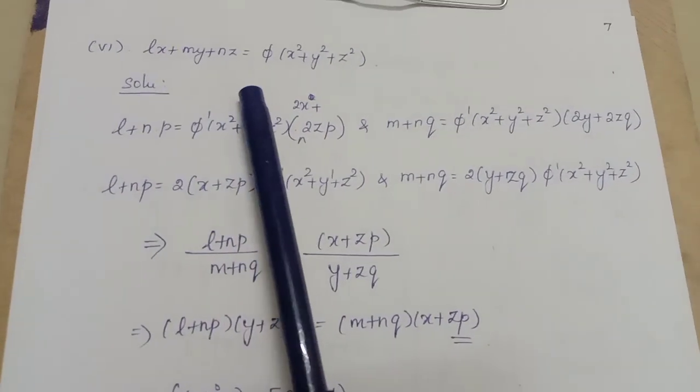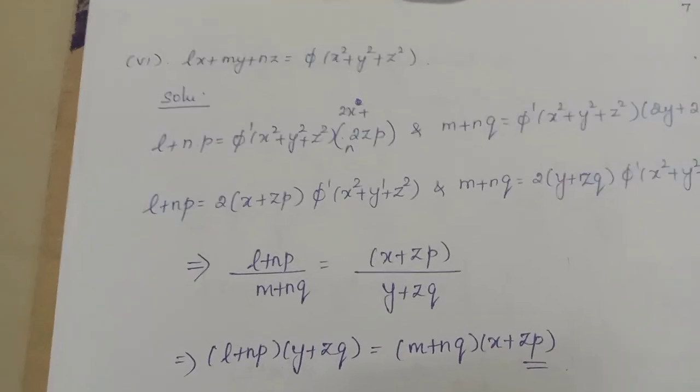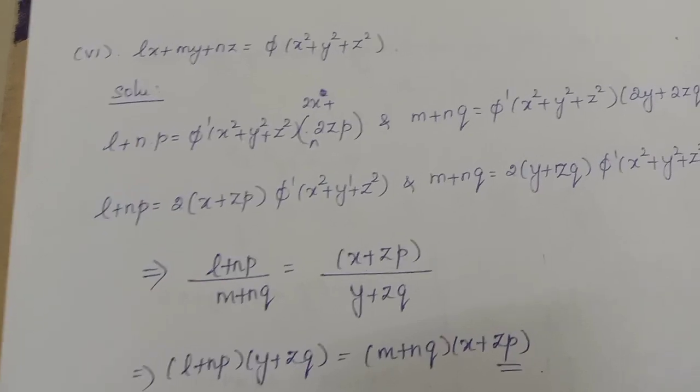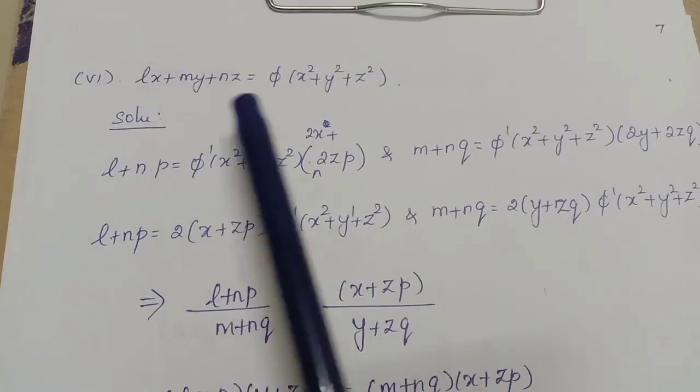Then next problem. Lx plus my plus nz equal to phi of x square plus y square plus z square. This problem is also eliminating the arbitrary function phi. Okay, right. So you don't bother about this lmn. So differentiate with respect to x.